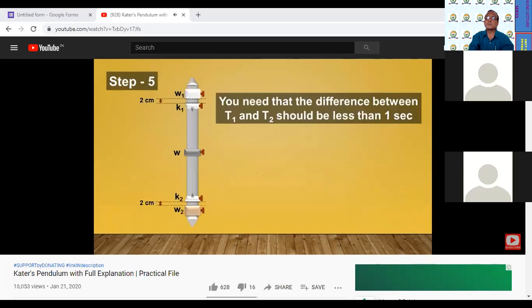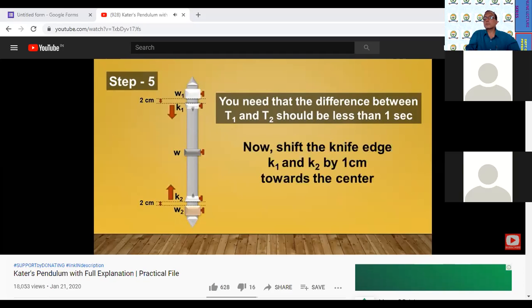The main requirement in this experiment is that the difference between time T1 and T2 should be less than 1 second so that we get accurate values of acceleration due to gravity. But this arrangement can give you a higher value, such that the difference between T1 and T2 is large. In that case, you can shift knife edges K1 and K2 towards the center about 1 centimeter.